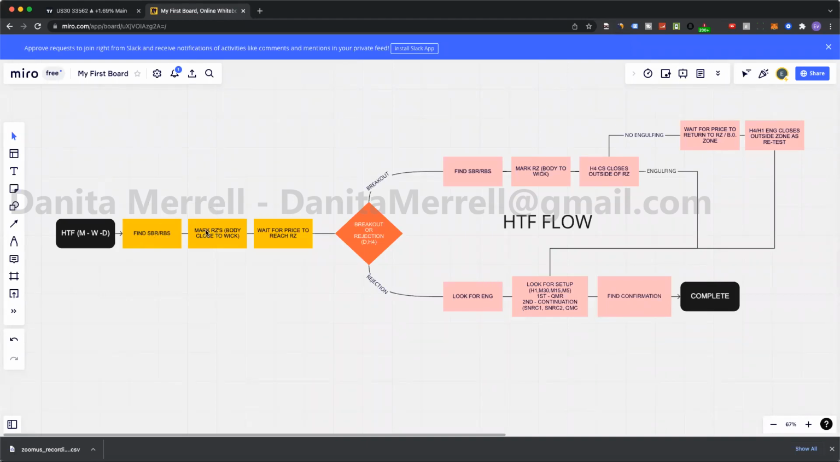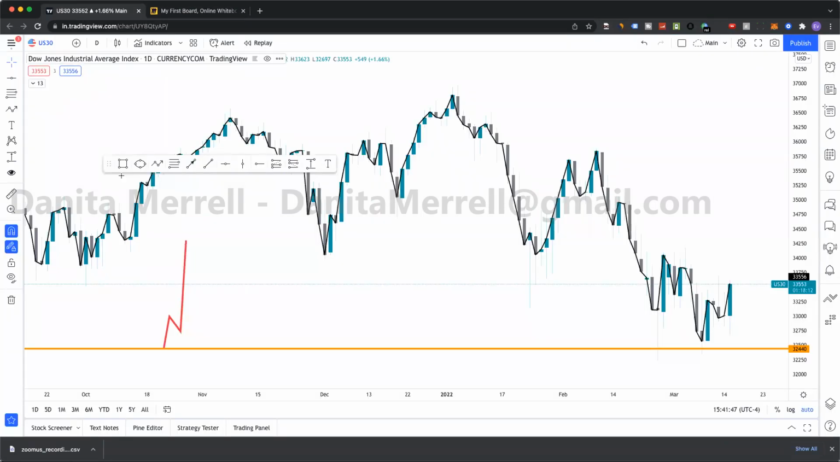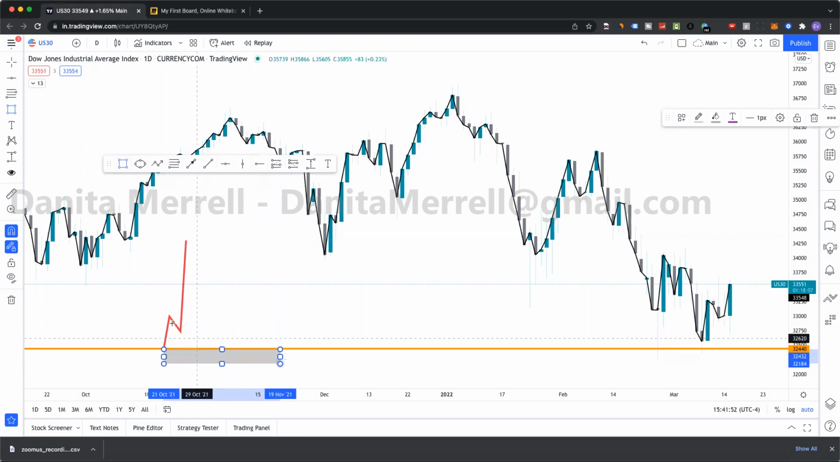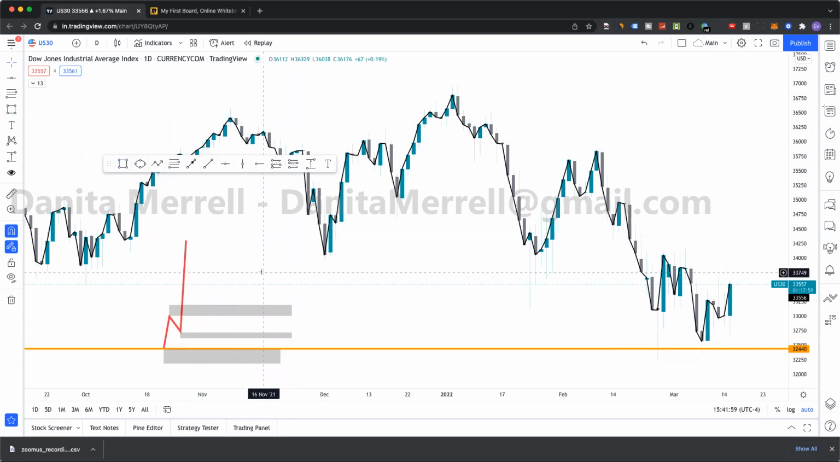After we find that, we look at the rejection zones, which is the body close to the wick. Okay, so for example, here we would have a wick below our support, and then we'd have our wick above this and our wick below this. Okay, these are the zones you're going to be highlighting. So you have a zone here, you have a zone here, and then you have a break and retest zone. So these are your rejection zones, rejection, rejection, and then this is your support, your resistance becomes support zone.